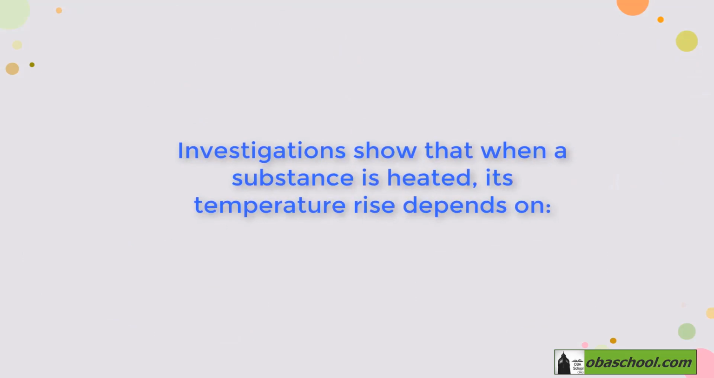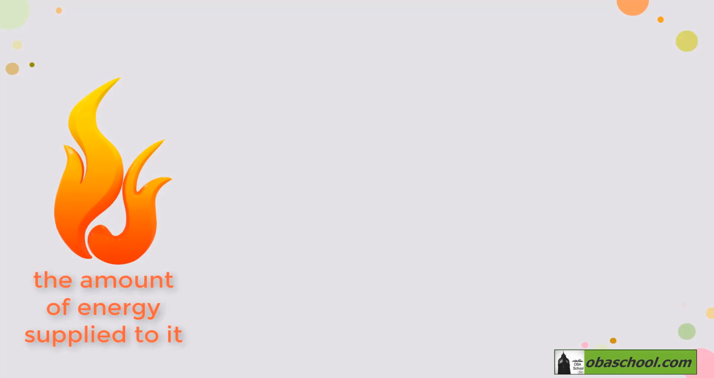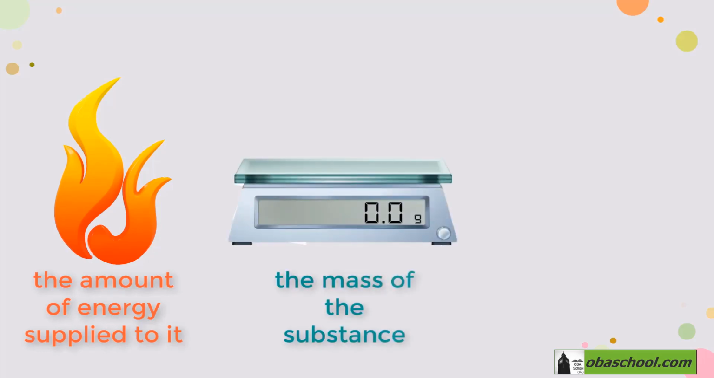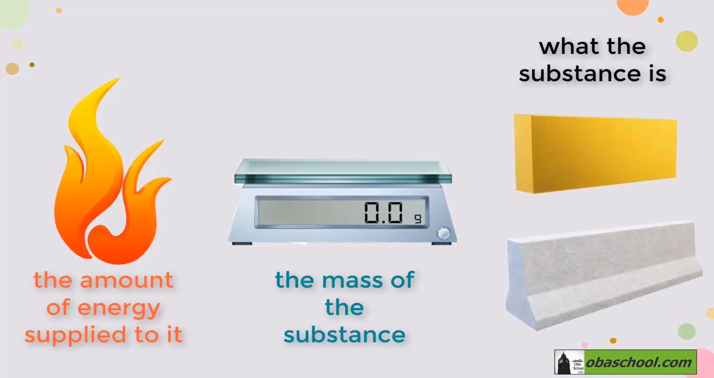Investigations show that when a substance is heated, its temperature rise depends on three factors. 1. The amount of energy supplied to it, for example, heat or electric current. 2. The mass of the substance, because if we want to calculate the specific heat capacity of any substance, we should know its mass. And 3. What the substance is. It could be liquid, like water and oil, or it could be solid, like aluminium and lead.